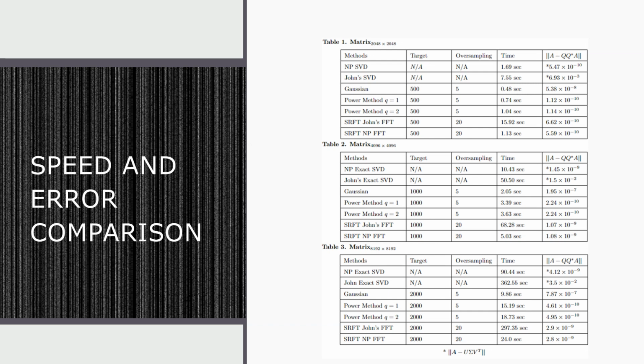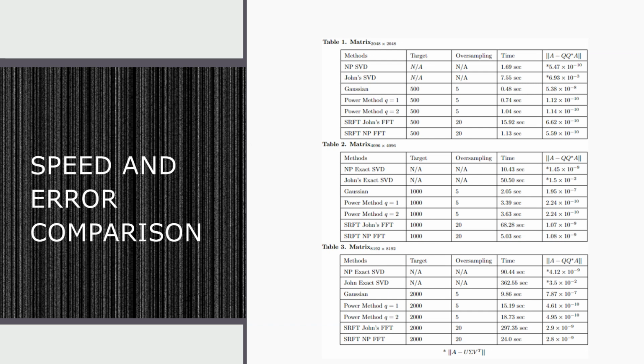Note that all the methods would have calculated even faster if I had put the NumPy SVD on C instead of John's exact SVD. But I used the one I wrote.